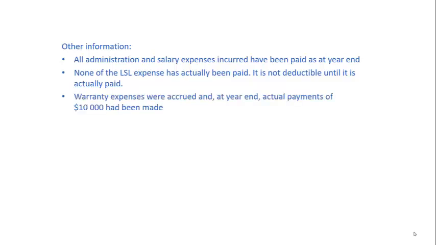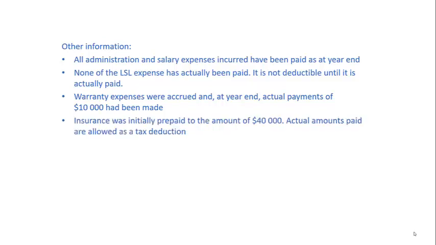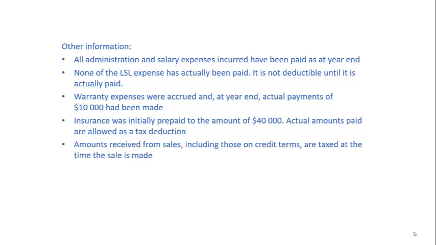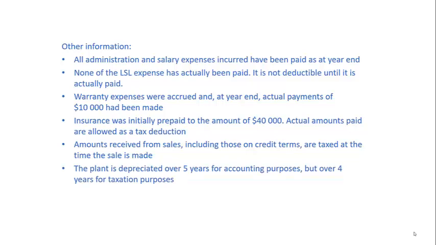The warranty expense has been accrued, but only $10,000 has been paid, so that's going to be a difference. And the insurance was initially prepaid to the amount of $40,000. Actual amounts paid are allowed for deduction, so you can have a higher expense there. And amounts received from sales, including those on credit terms, are taxed at the time the sale is made. Plant is depreciated for 5 years for accounting purposes and 4 years for tax purposes. And the tax rate is 30%.